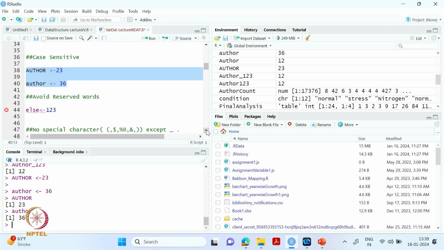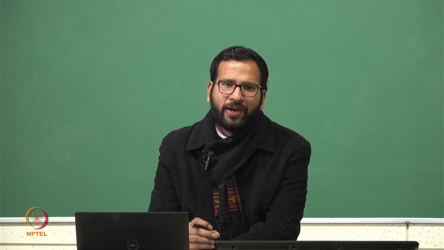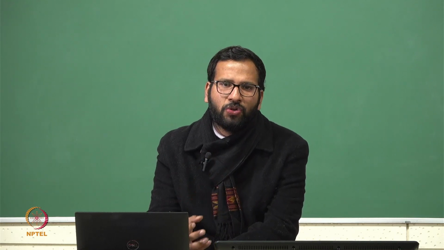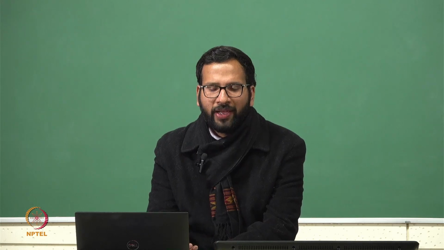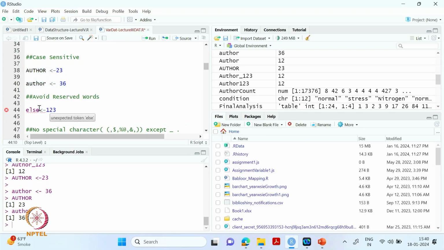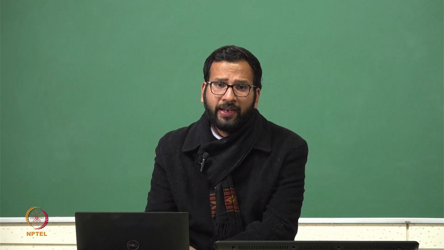Now the next guideline for creating an object name is that there are some reserved words. Every programming language has some reserved words, and it is recommended that you never use those reserved words for creating your object. If we see this example, here else is a reserved word, which is used for conditional operations. If we assign any value to else, it automatically shows that something is wrong with this particular command, and if I run this, it shows unexpected else. So this is another guideline which you have to remember whenever you are creating any object in R.